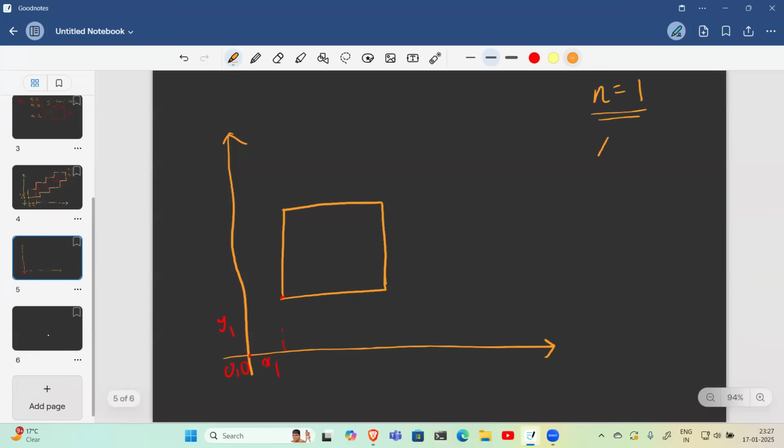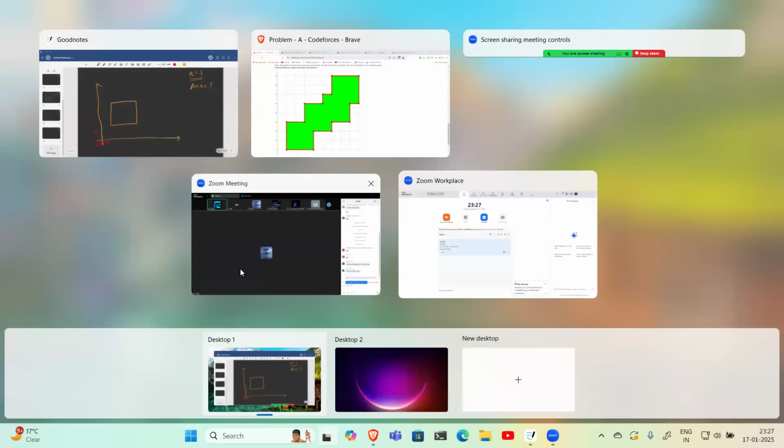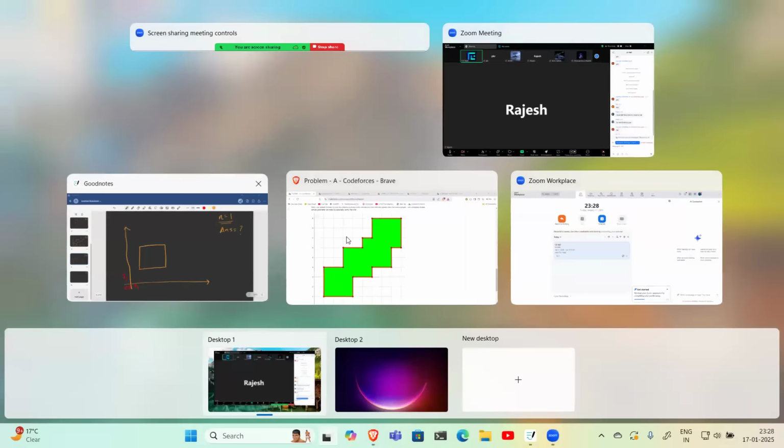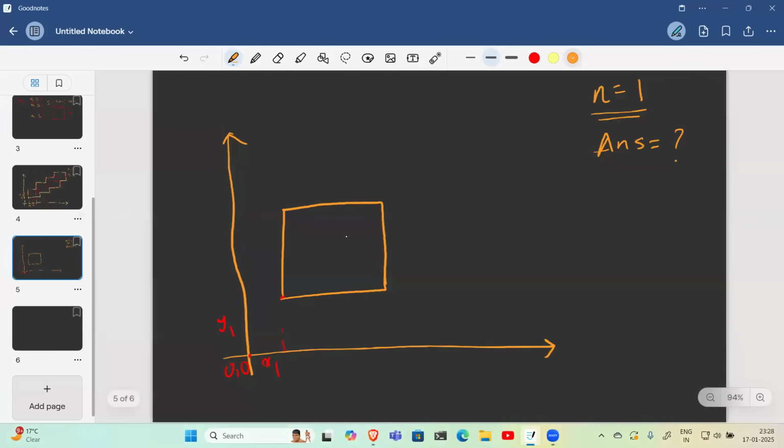If the value of n is just 1, that means we do not shift it further. Then what should the answer be? Anyone? 4m. Great. So if the value of n is 1, then the perimeter is simply the perimeter of the square. This is an m by m square, so basically the perimeter is simply 4m.